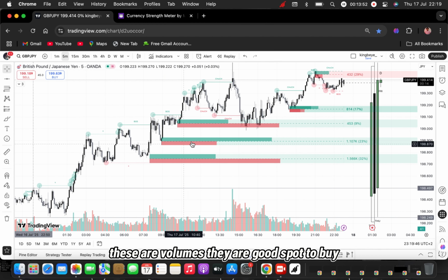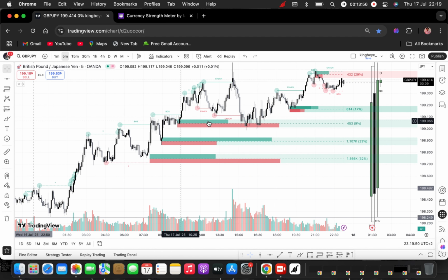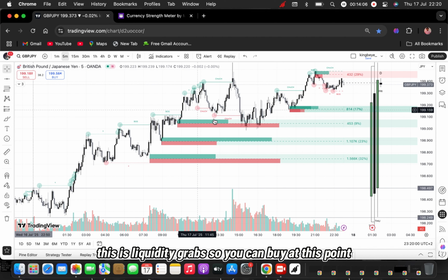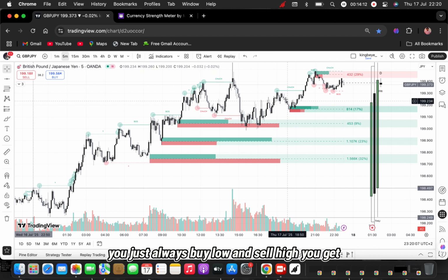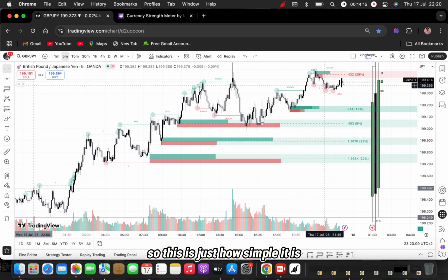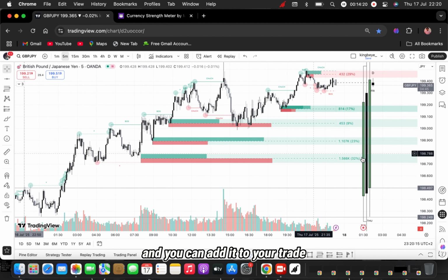These are volumes. They are good spots to buy. You buy here, you can buy here. This is liquidity grabs, so you can buy at this point. You just always buy low and sell high. This is just how simple it is, and you can add it to your trade.